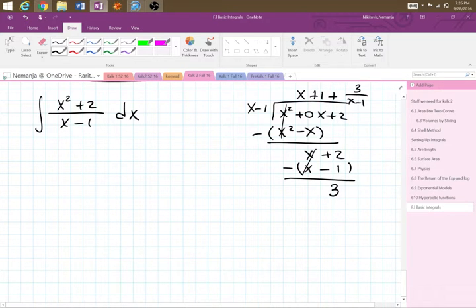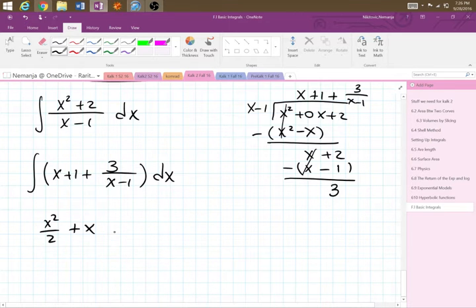So our integral now becomes the integral of x plus 1 plus 3 over x minus 1, everything dx. So we know it's x squared over 2 plus x plus 3 ln absolute value of x minus 1, when you do u sub, plus c.